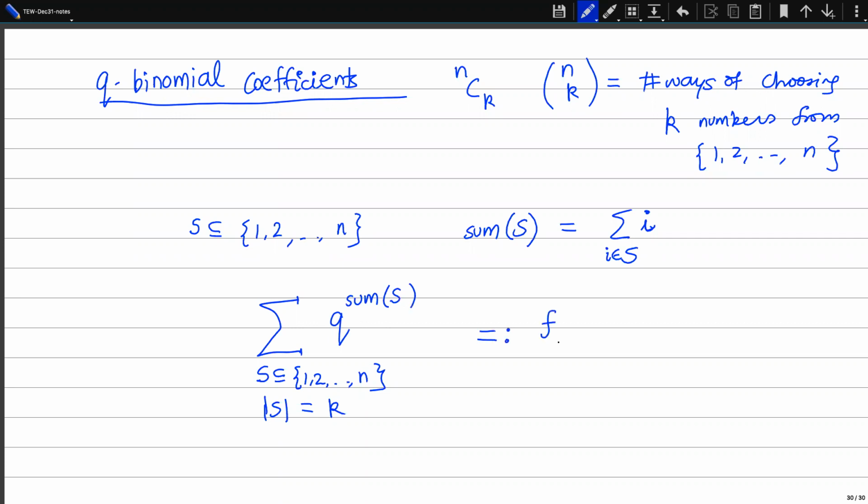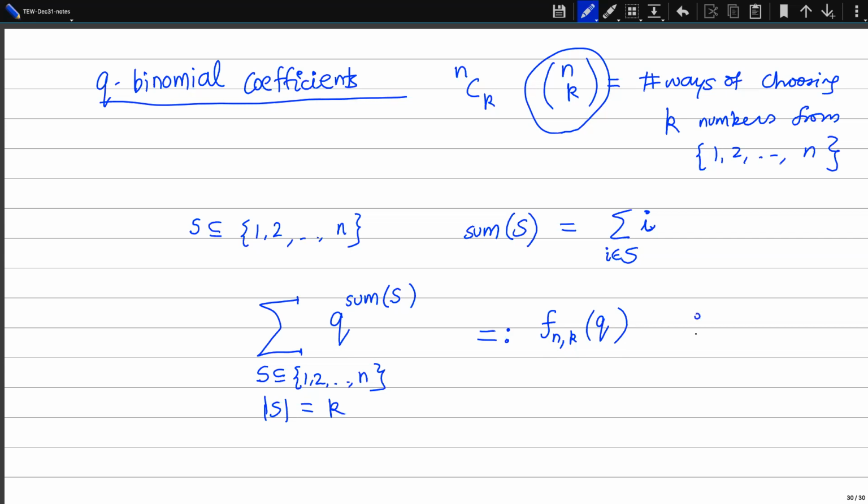So let me give this a name. This is Fnk of Q. So what have I done? I've chosen k numbers, but whenever I make a choice, I count it with the weight q power the sum of the numbers.